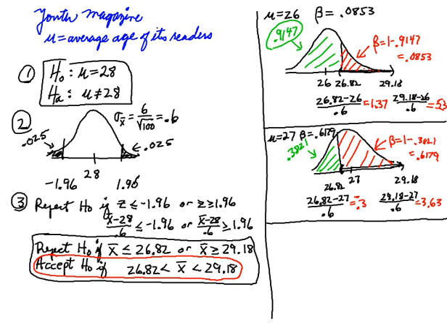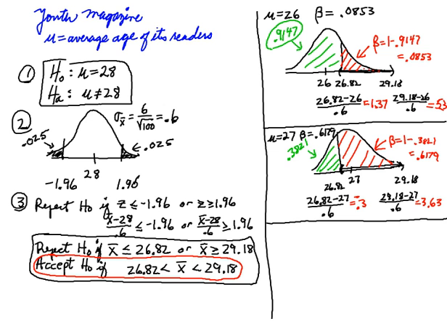With samples of size 100, when will I accept the null? I'll accept the null if the sample average is somewhere between 26.82 and 29.18. Well, if the real average is 27 and the null is wrong, what's the chance of that happening? It's the 61.79%. The probability that X bar would fall in that interval with the real average being 27.